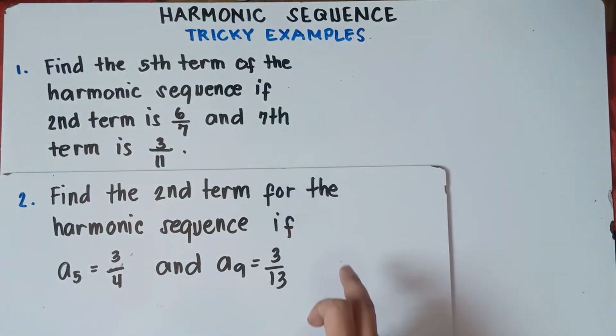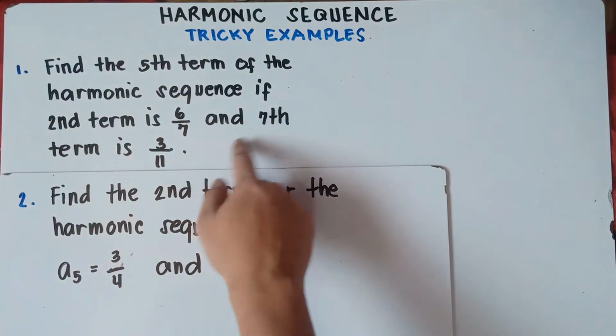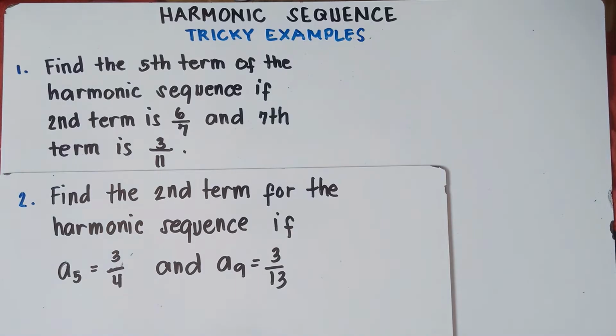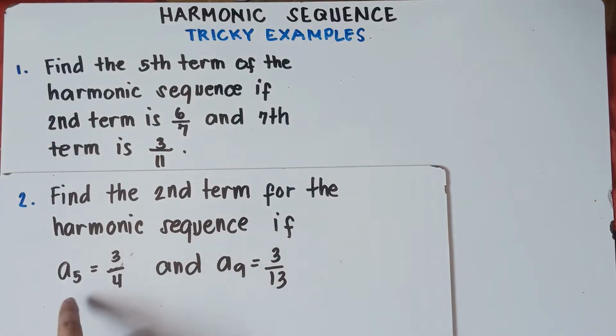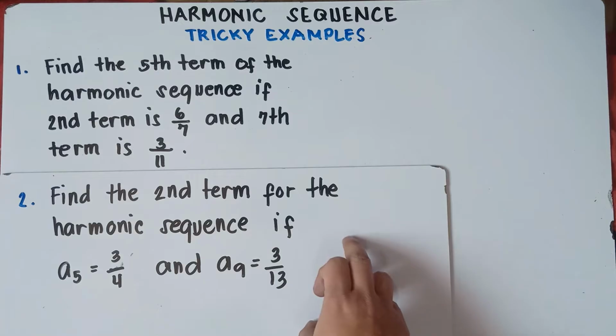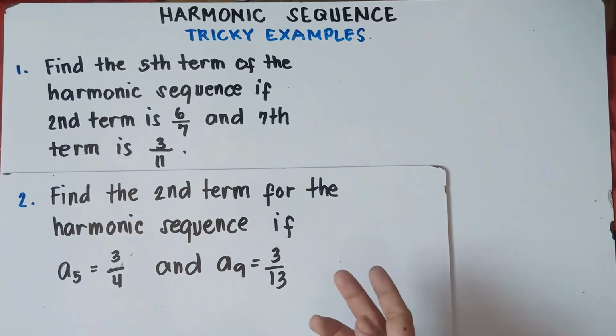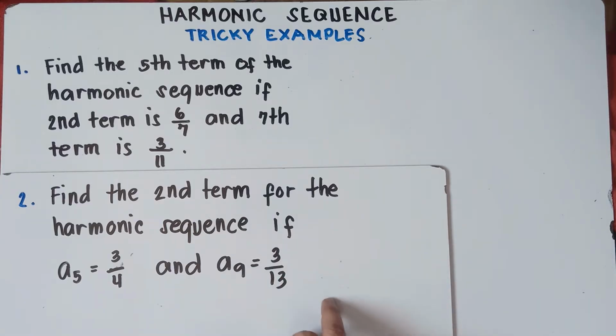Now we do have 2 examples. First example, find the 5th term of the harmonic sequence if the second term is 6/7 and the 7th term is 3/11. And for number 2, find the second term for the harmonic sequence if a sub 5 is 3/4 and a sub 9 equals 3/11. For number 2, class, we will just put it in another video because this number 1 will take a lot of time. So I will just put a link in the description down below on how to solve number 2. And this will be part 3 of our video.